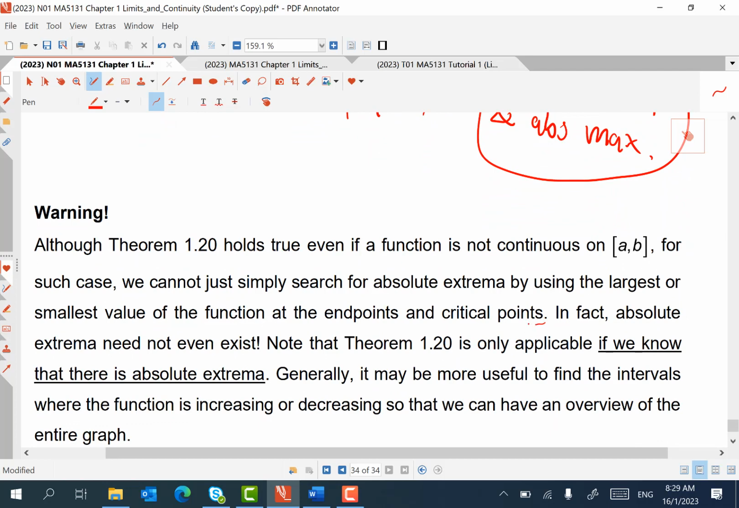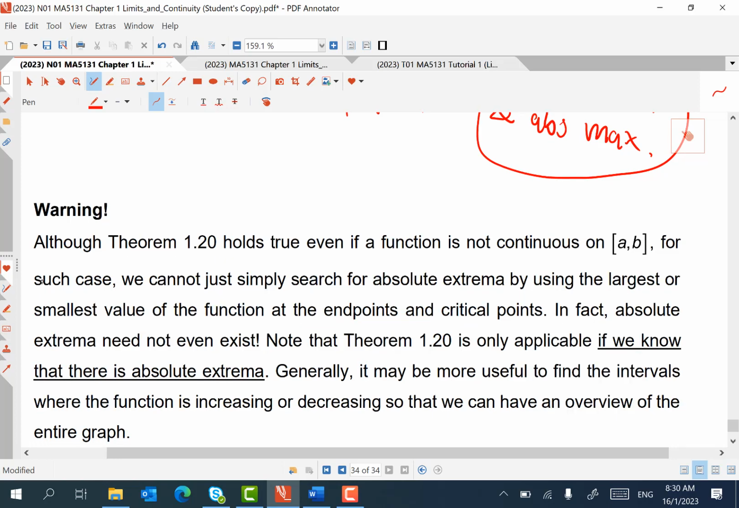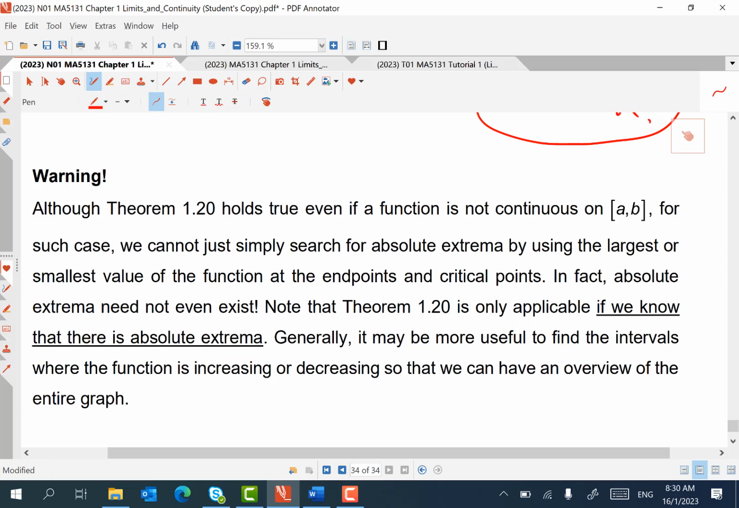You want to note this. So when this thing happens, you have to do a lot more work to look for the absolute min or max.